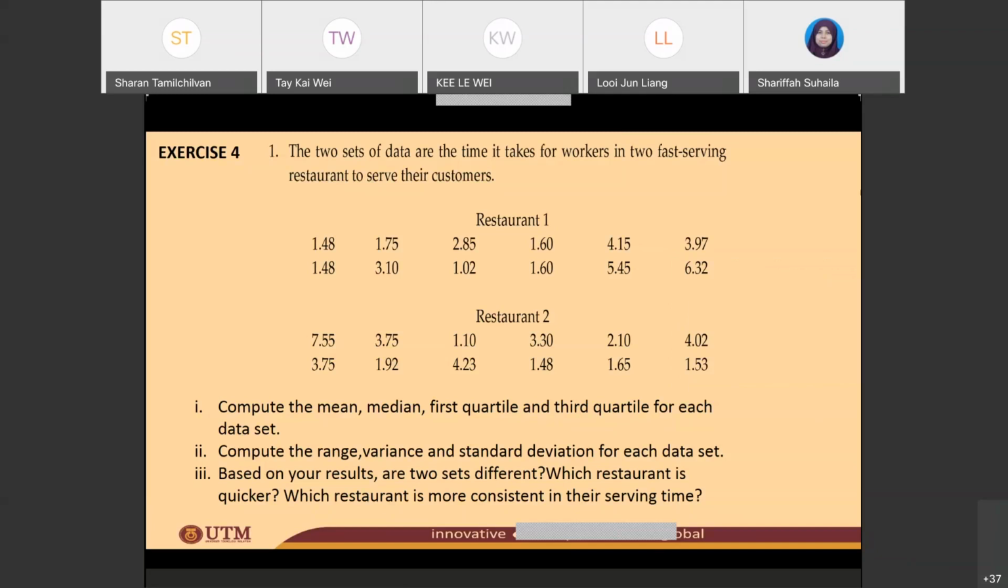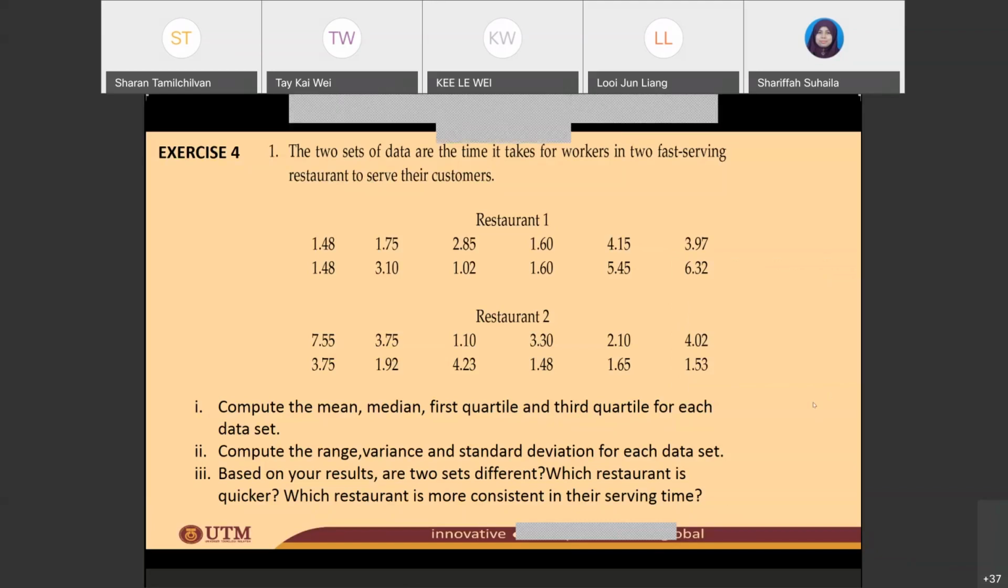Okay. And the rest, there is nothing else, just compute the first quartile, third quartile, maybe the question asks you to find the interquartile range and so on. Okay. Any questions?